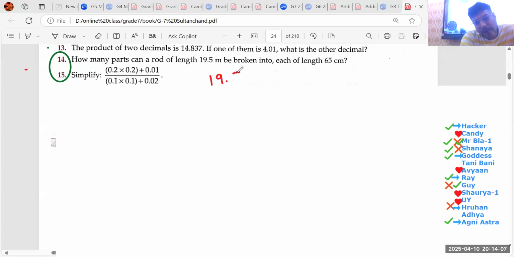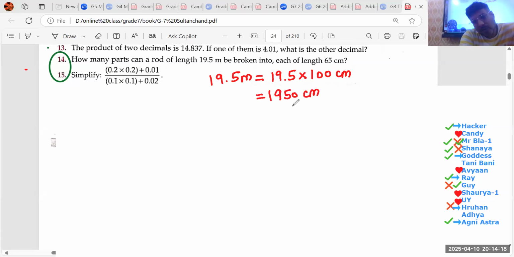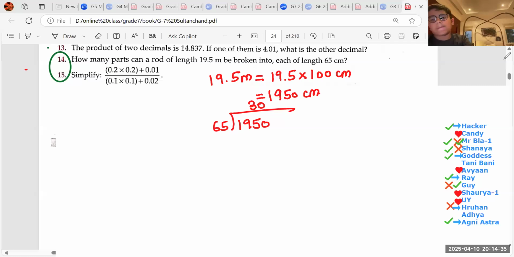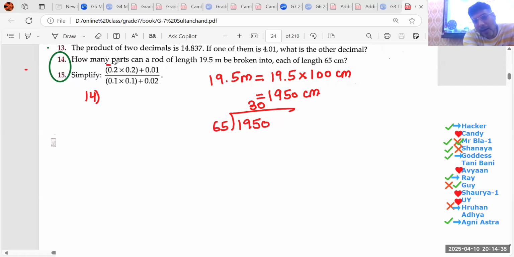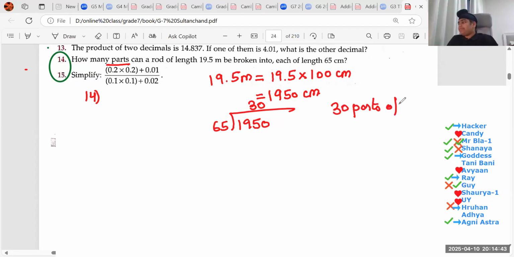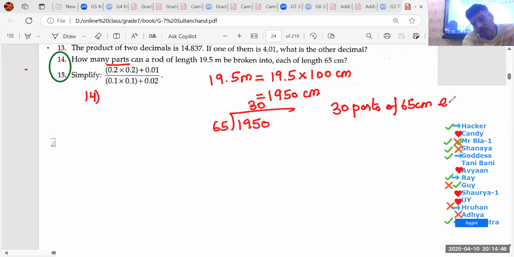So 19.5 meter is equal to 19.5 multiplied by 100 centimeters, which is equal to 1950 centimeters. Because you have to divide 1950 with 65, that would be 30. All right, Rohan and Guy. Yes, sir. So 30 meters? No, how many parts? 30 parts basically. 30 parts of 65 centimeters each.